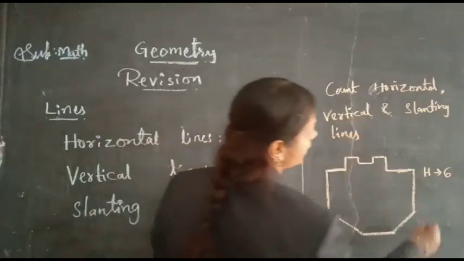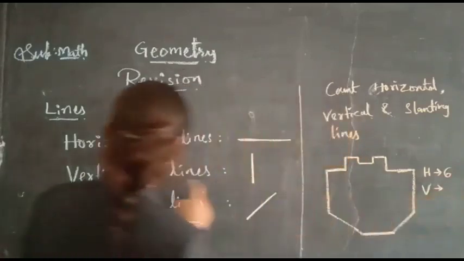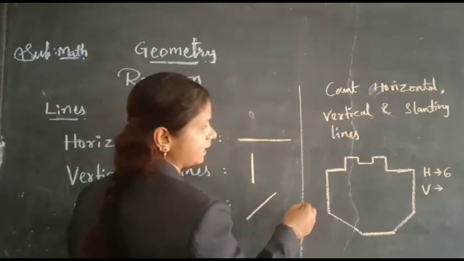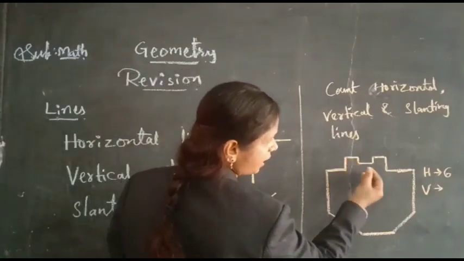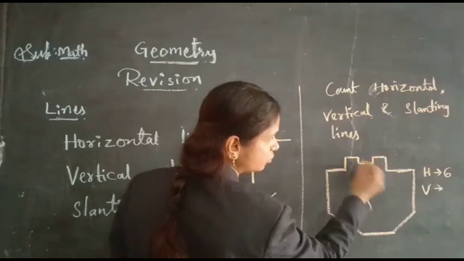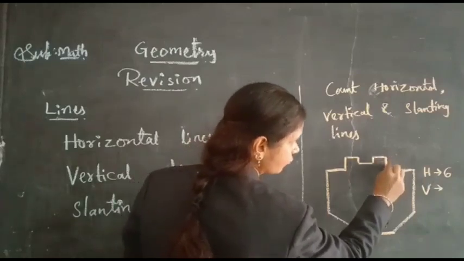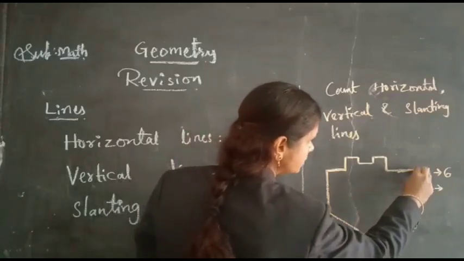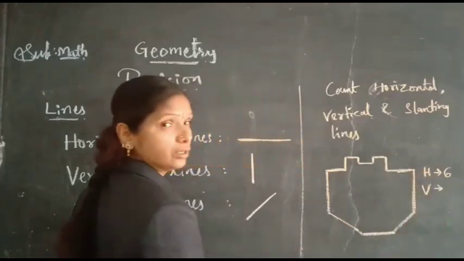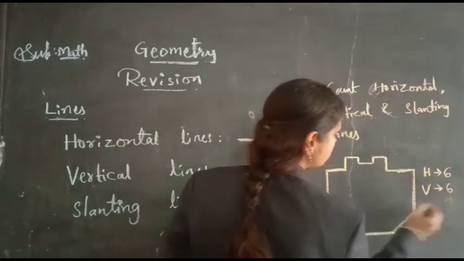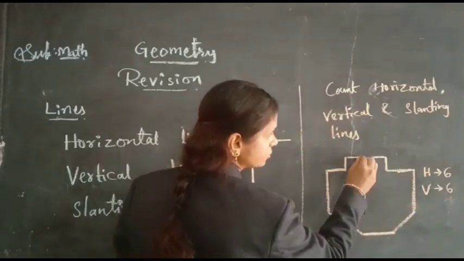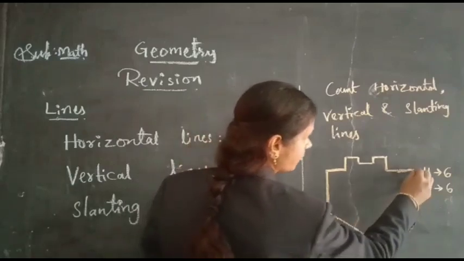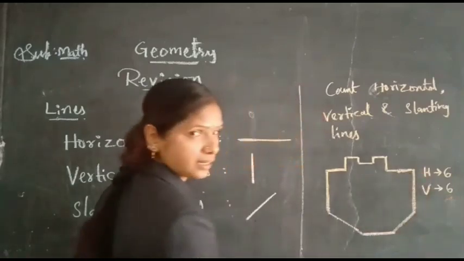Now vertical lines, as I already told you, are standing lines. Come on, let's count the standing lines in this. 1, and the small lines also you need to count, 2, 3, 4, still anywhere? Here 5, here 6. So 6 vertical lines are there. Let's count again. 1, 2, 3, 4 and here 5, 6. 6 vertical lines are there, children.